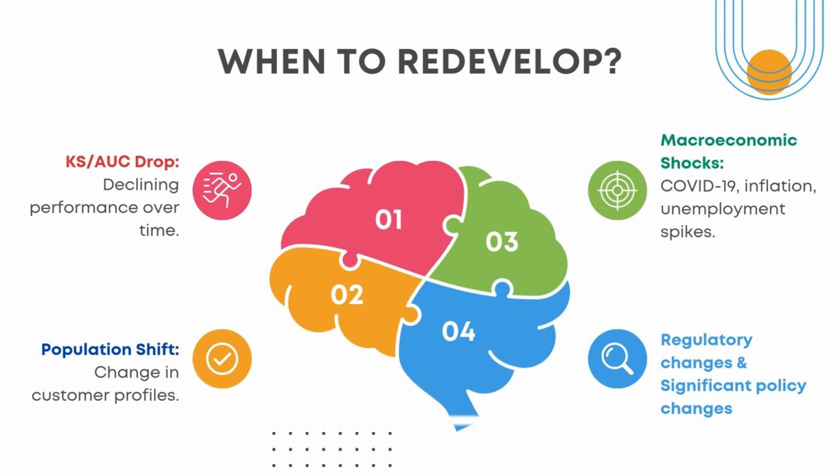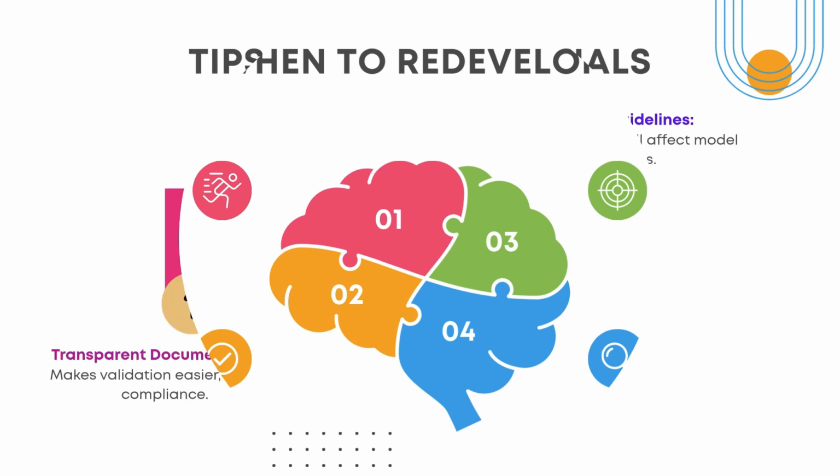So when to redevelop a scorecard? There are many factors associated with it. One can be if there is a KS or AUC score drop, when the performance of the model declines over time. Or it can be the population shift, that is a change in the customer profiles over time. Macroeconomic shocks such as COVID-19, inflation, or unemployment spikes. Or there can be regulatory changes or significant policy changes. Let's say new RBI guidelines came up, or the model assumptions are no longer valid, so the model should be redeveloped.